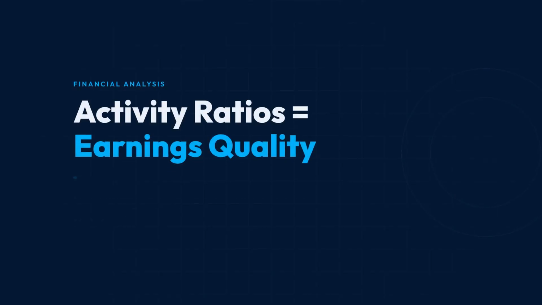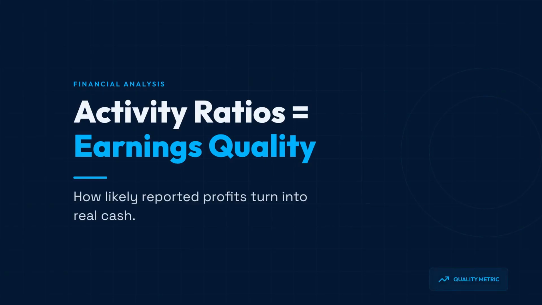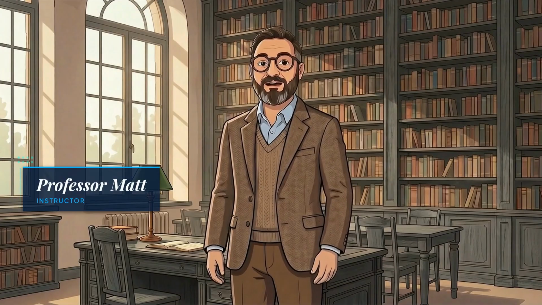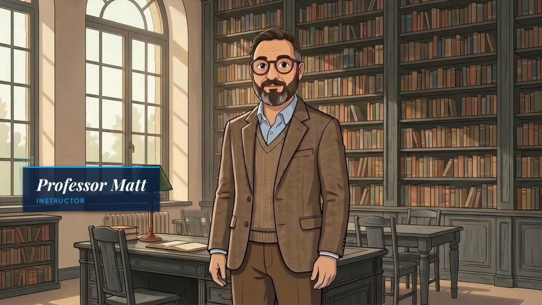Activity ratios also help us evaluate earnings quality, how likely reported earnings are to turn into real cash, rather than just staying on paper. Operating ratios give us a clear picture of how well a company manages its core components.